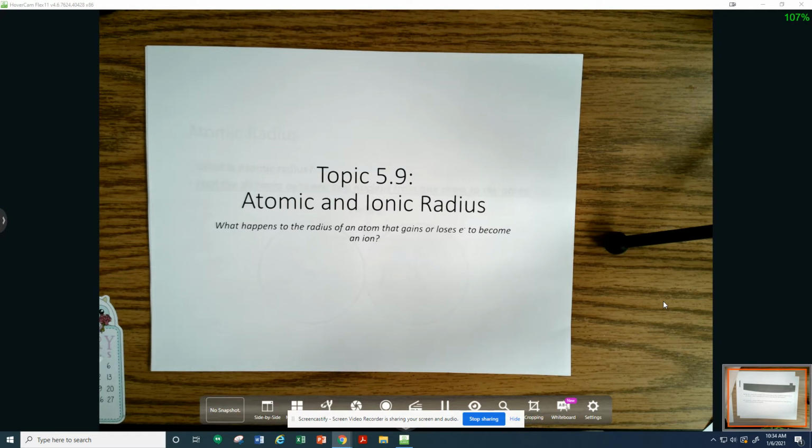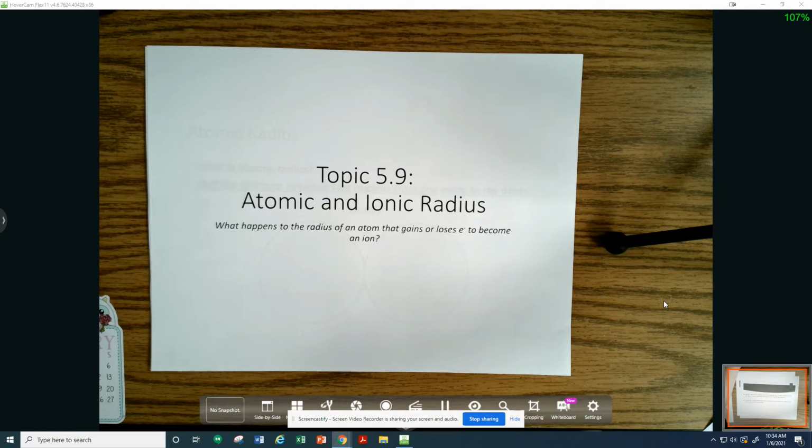Welcome to topic 5.9, where we're going to start looking at some of the trends in the periodic table. When we look at our modern periodic table arranged by increasing atomic number, we find that there are other patterns that emerge. And two patterns we're going to look at today are atomic radius and ionic radius.